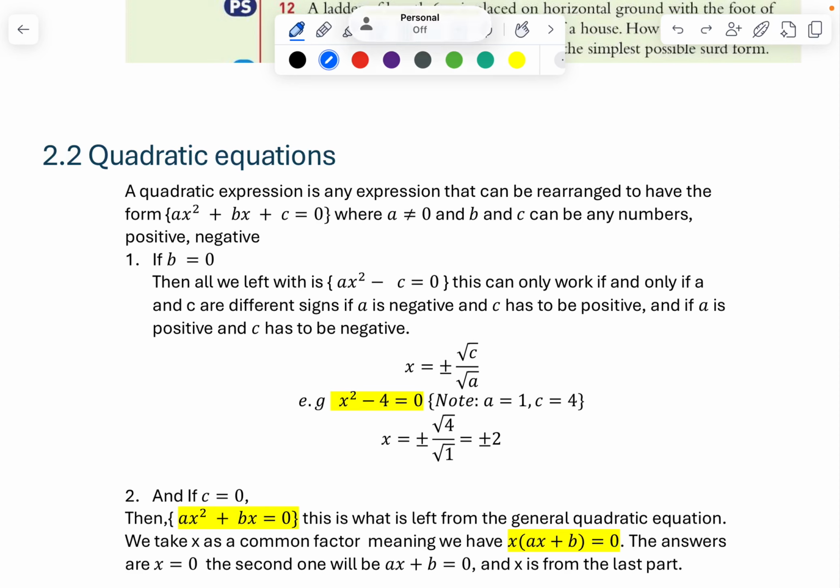Good afternoon. This is part 2 of the video. The first part was dealing with surds, and now we're dealing with quadratic equations.